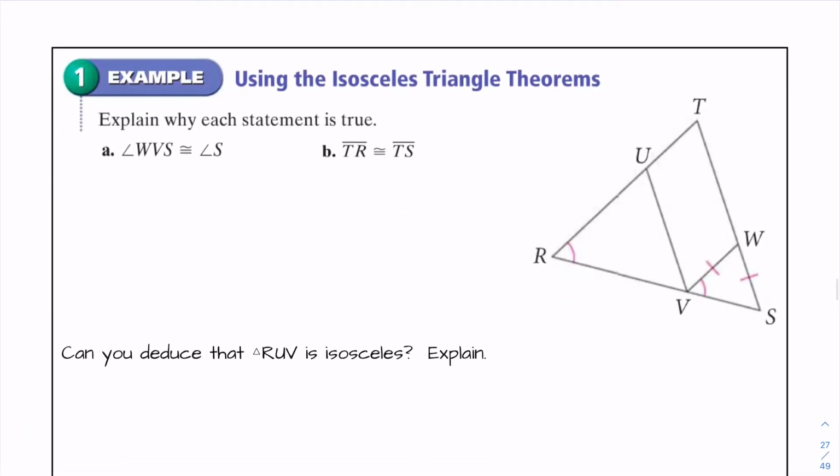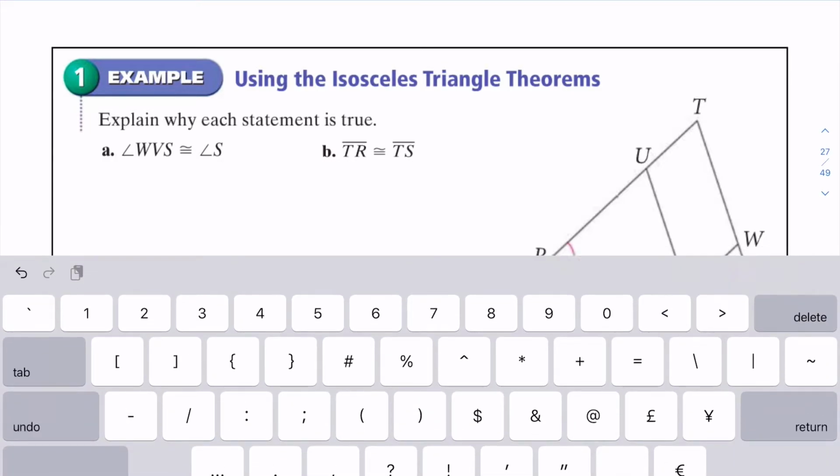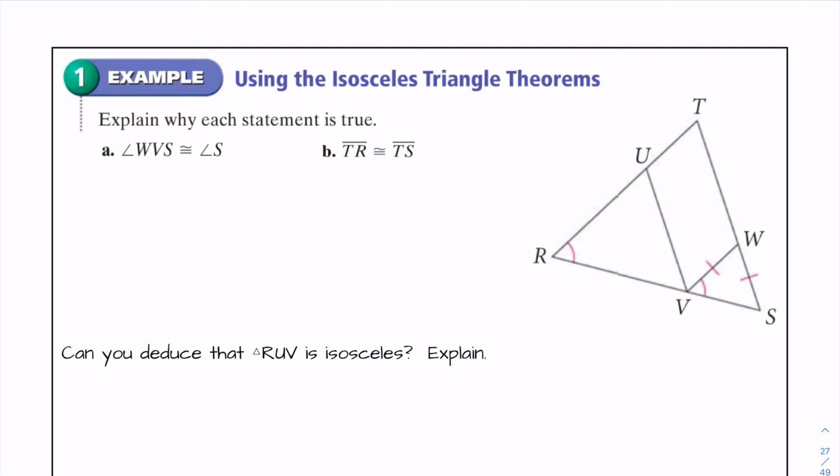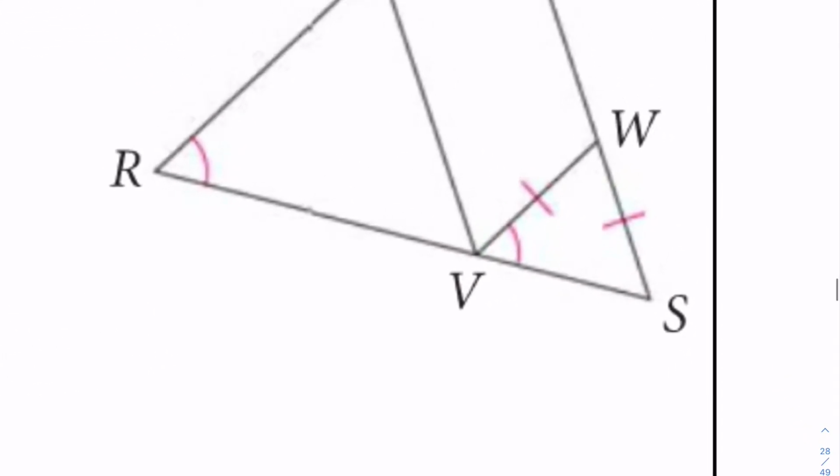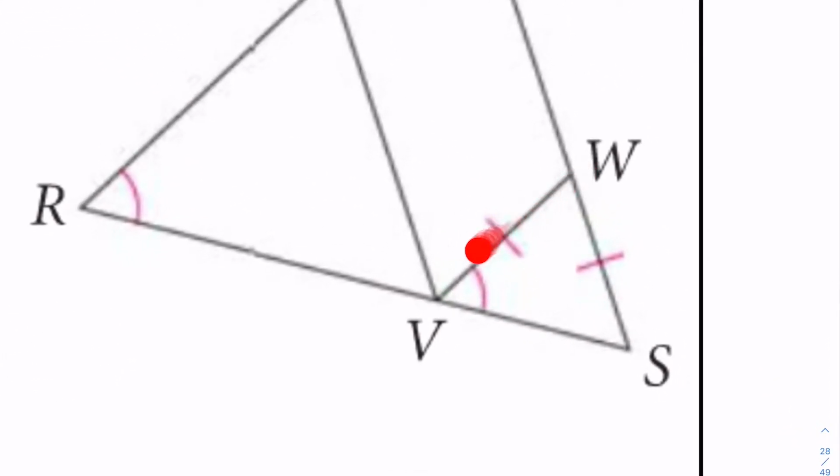So using the isosceles triangle theorems, explain why each statement is true. So here it says angle WVS is congruent to angle S. Well, let's take a look. Why would WVS be congruent to angle S? Well, that's because we have two congruent sides, so that must mean we have two congruent base angles.